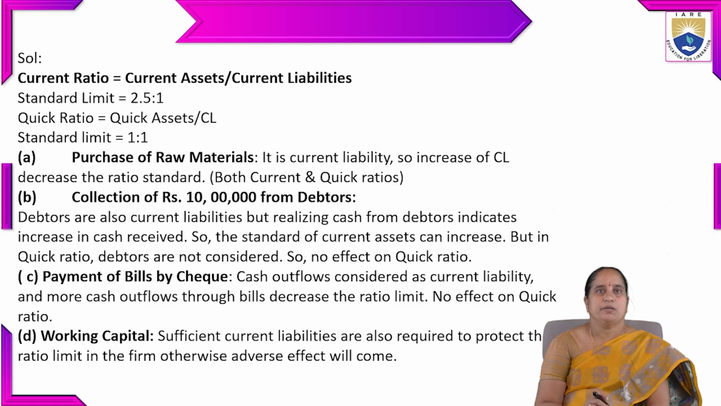And third one, payment of bills by check. Cash outflows are considered as current liabilities, and more cash outflows through bills decrease the ratio limit. So no effect on quick ratio. And working capital, sufficient current liabilities are also required to protect the ratio limit. Otherwise, adverse effect will come.